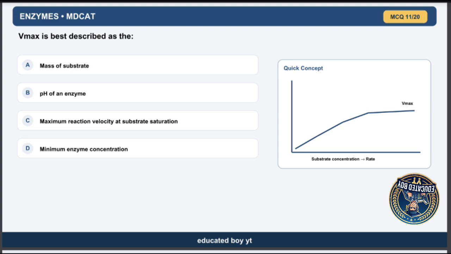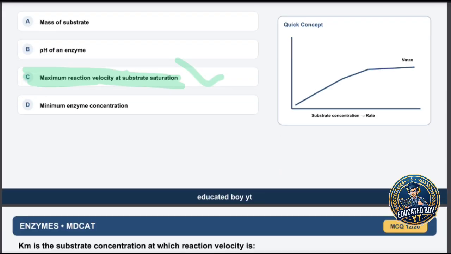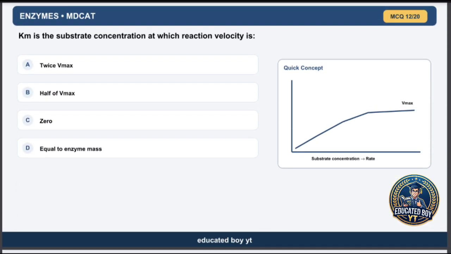Question number 11. Vmax is best described as the: option A, mass of substrate; option B, pH of an enzyme; option C, maximum reaction velocity at substrate saturation; option D, minimum enzyme concentration. Right option is option C. Option C is correct for this question. Maximum reaction velocity at substrate saturation.